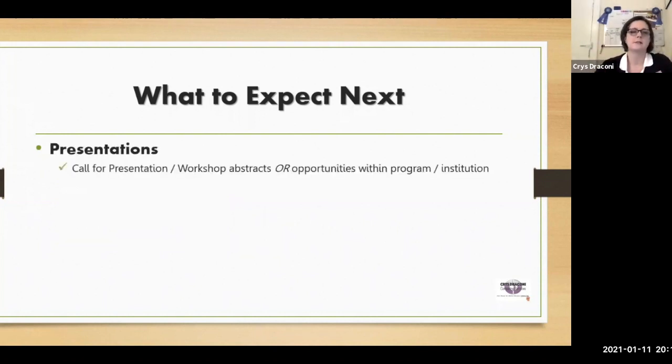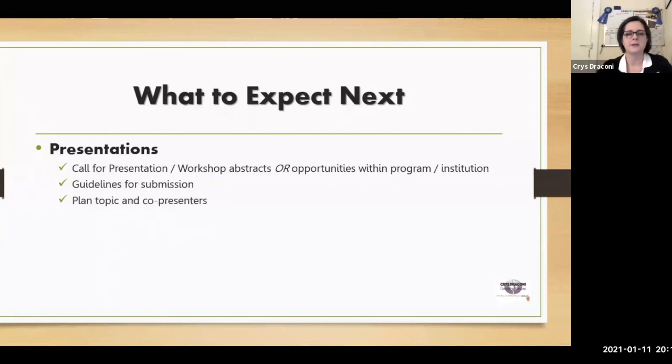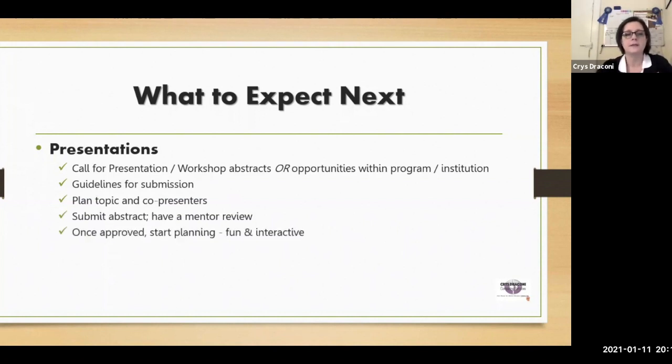Presentations. So you'll hear a call for presentations, workshop abstracts, or opportunities within your program institution, like I touched on before. Look at any guidelines for submission for the more formal ones. Plan your topic and your co-presenters. Submit the abstract. Have a mentor review it that is not involved in the planning. Once approved, start planning. Make it fun and interactive as much as possible.